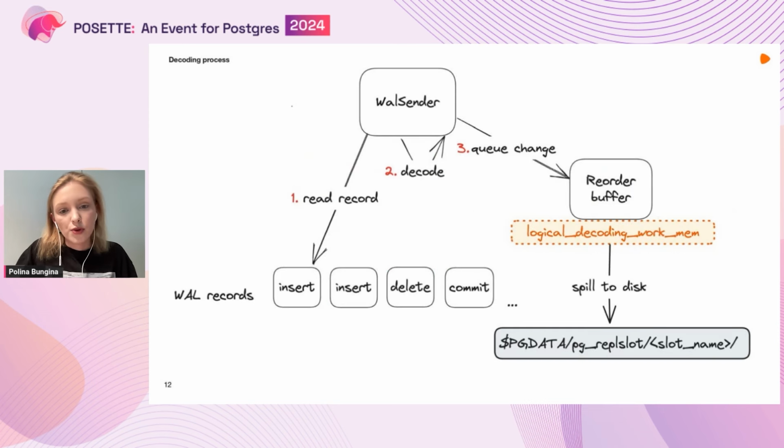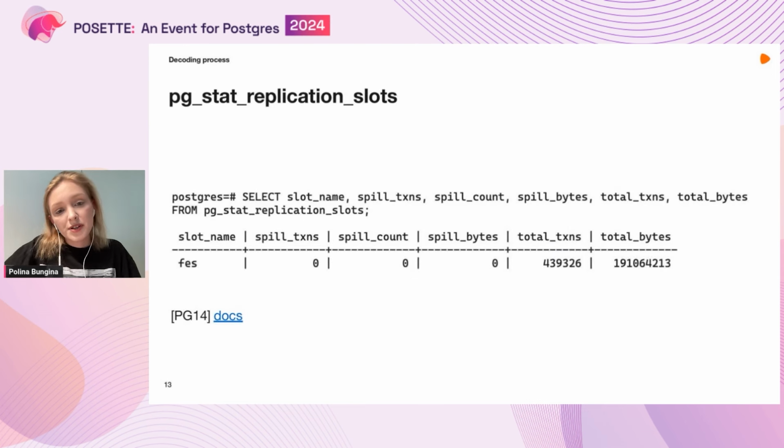As I said, there is a reorder buffer, and it's stored in memory, but of course, memory is not endless, and there's a limit after reaching which all the decoded changes not yet committed will be spilled to disk to a specific directory. More insights on the process can be found in the pg_stat_replication_slots system view. There you can find cumulative information about how much was decoded in general, or what is more important, how much was spilled. And this is probably worth monitoring. And this is available since Postgres 14.